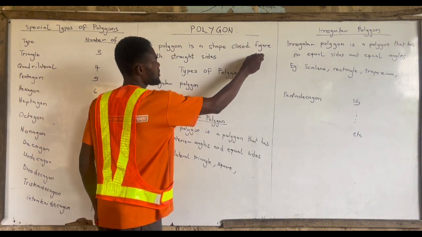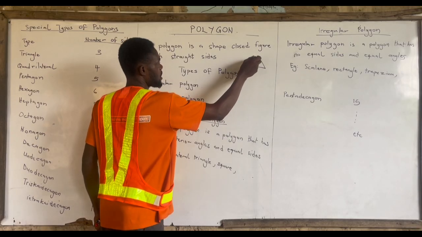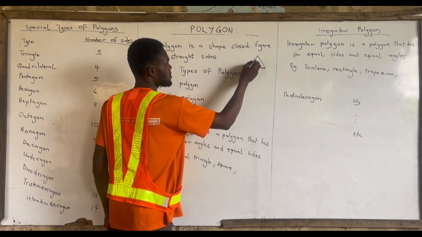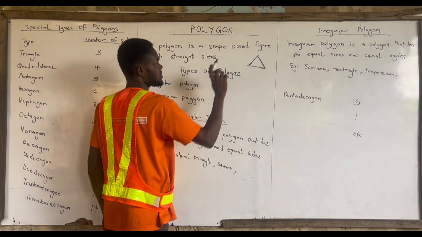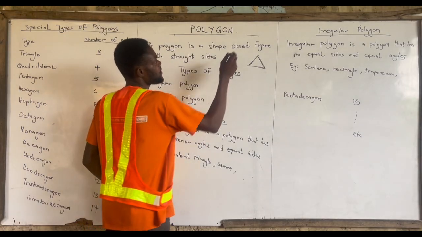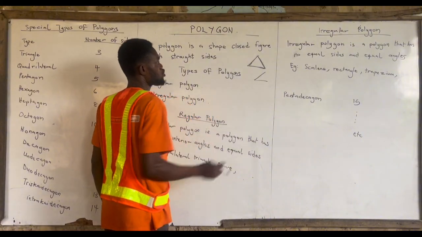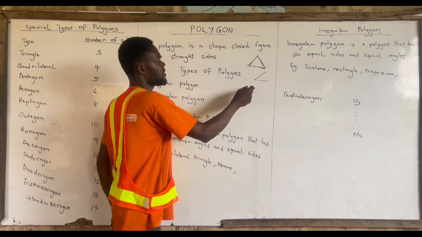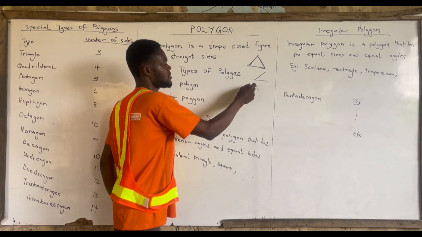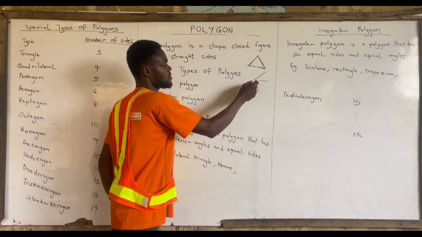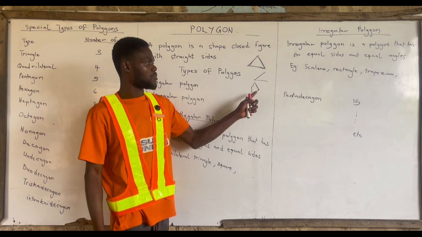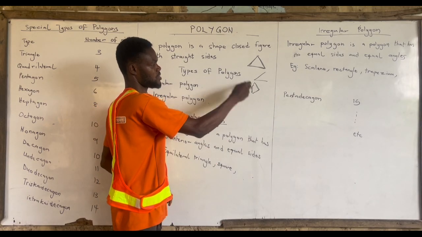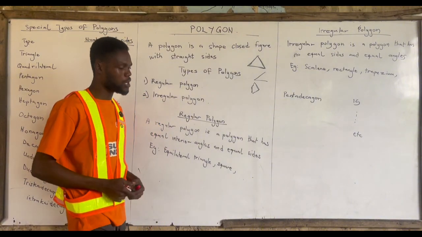For example, if I pick a triangle, it is a polygon because it has straight sides and it is closed. If I pick something like this, it is not a closed shape. And if I have something like this, it is not a polygon. Why? Because we have one straight line, another straight line, but this line is not straight, so it is not a polygon.